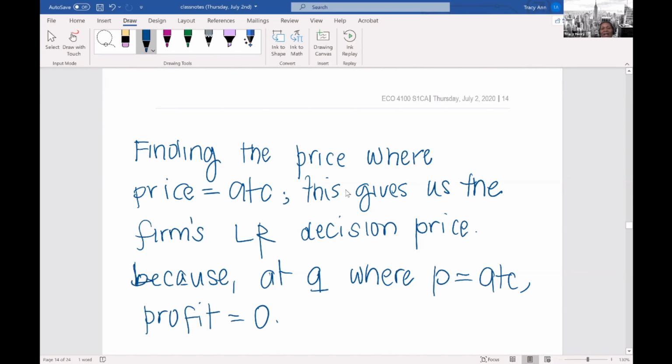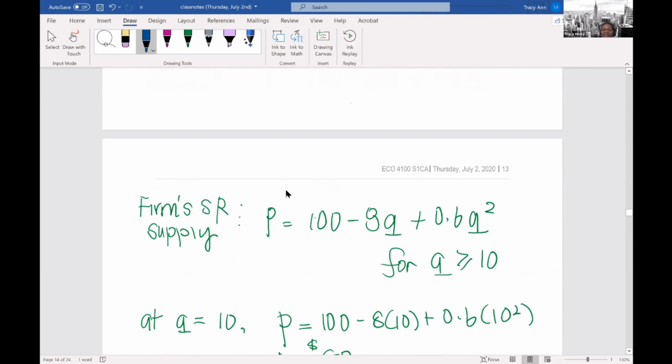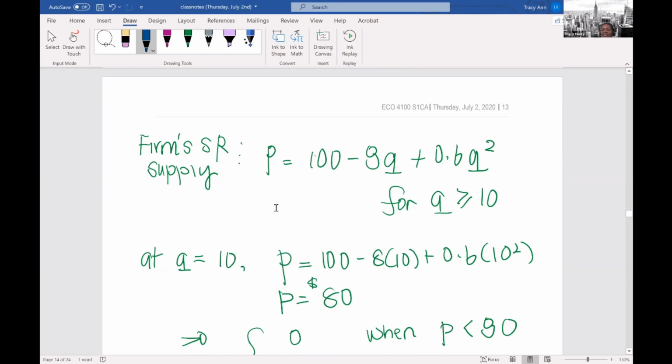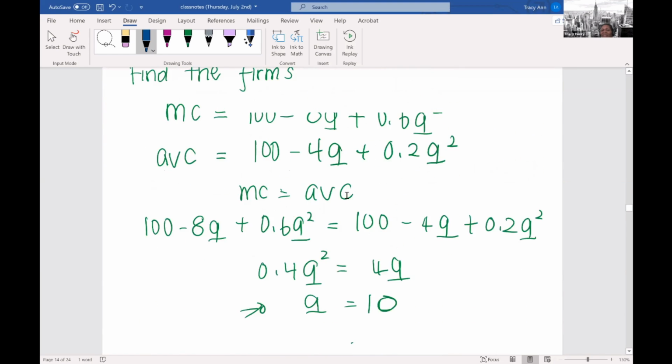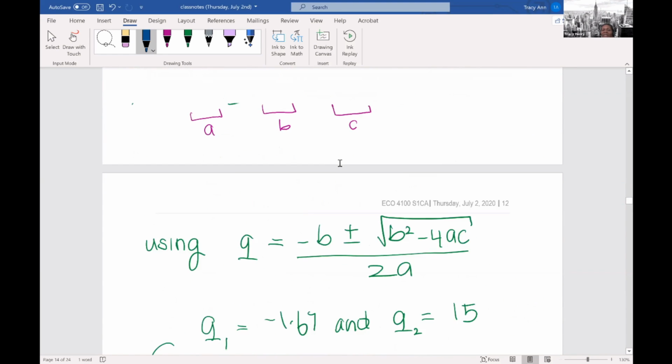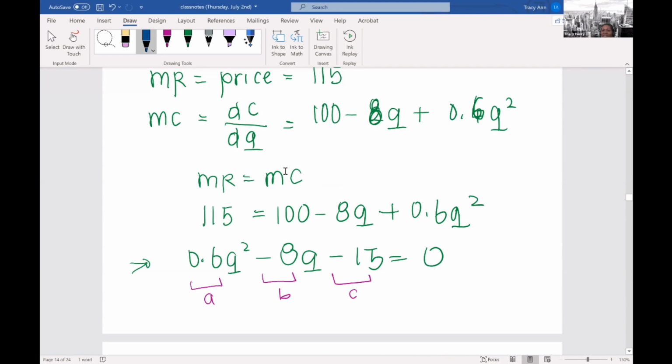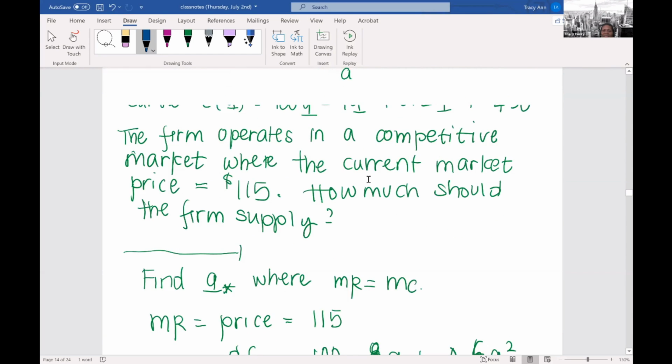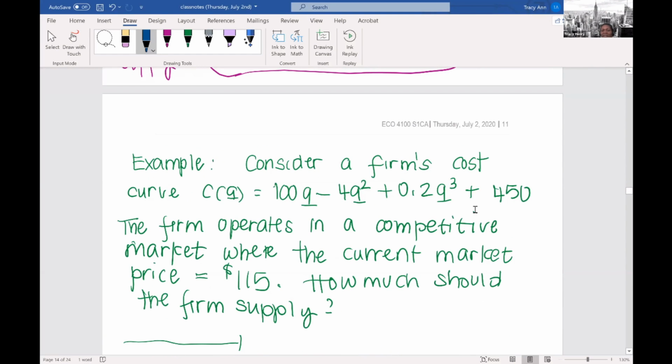So if I use this, for example, if I have this cost function here, this one is a little bit messy, because notice if I find average total cost, it's going to start getting messy because of the nature of the cost function. I mean, you could find your average total cost by dividing this by Q, and then you're going to set your price equal to this average total cost.